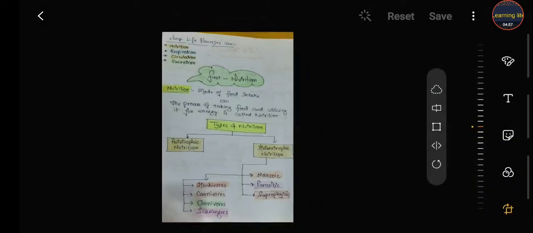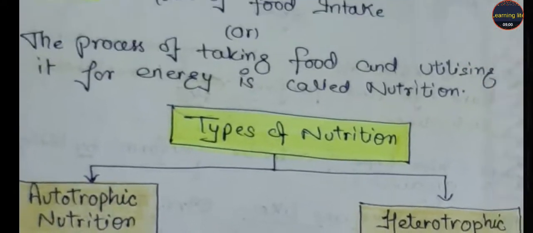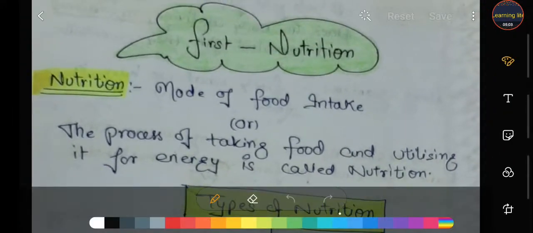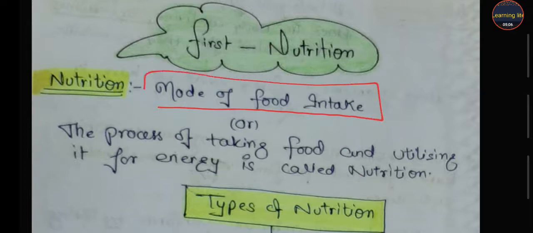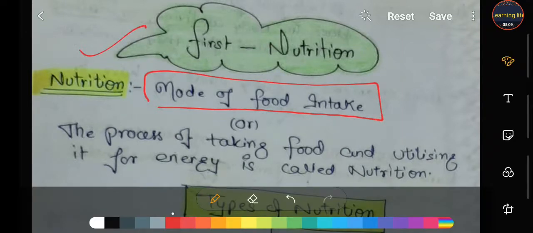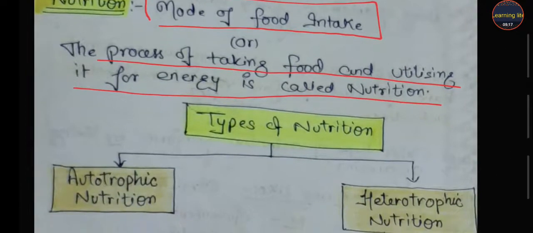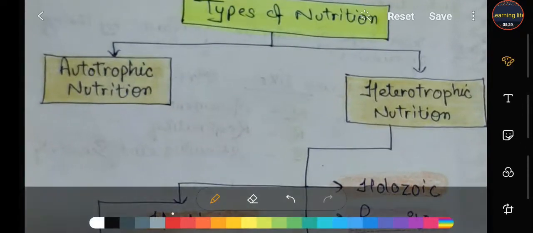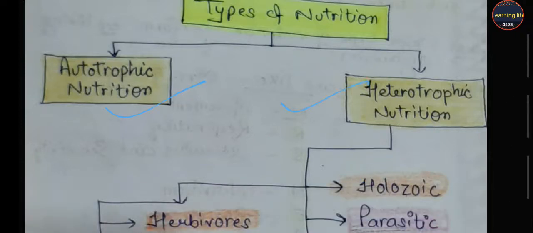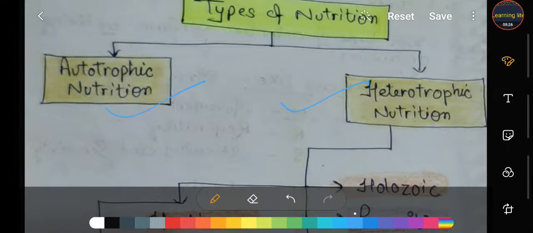So students, what is nutrition? Firstly, we define it in a simpler way: the mode of food intake. Or a second definition: the process of taking food and utilizing it for energy is called nutrition. Students, what are the different types of nutrition? I told you in the worksheet that there are two types, autotrophic and heterotrophic. Autotrophic means the green plants synthesize their own food, and heterotrophic means animals depend upon others and break down the food into simpler forms for getting energy.